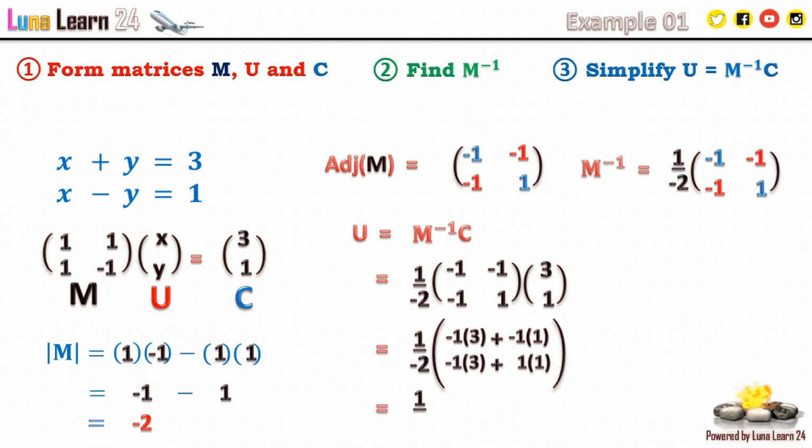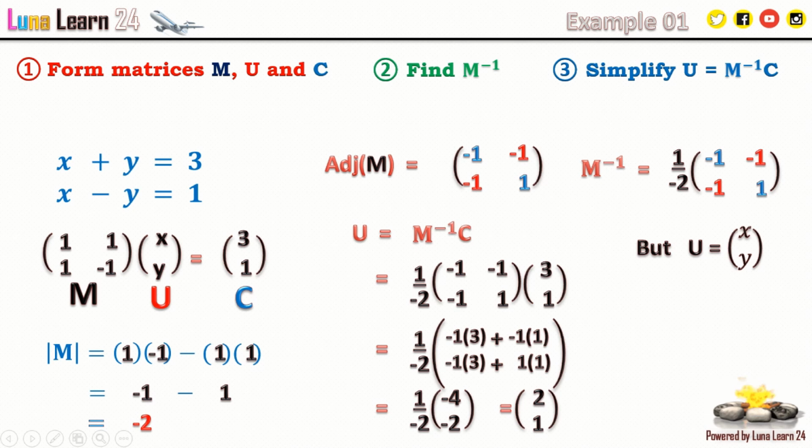We now simplify. That's going to give us negative a half into, for the first part here, negative 4, and below, we equally have negative 2. So negative a half times negative 4 is equal to 2, and negative a half times negative 2 is 1. But you know that our U is equal to xy. So therefore, xy equals 2, 1, and therefore x equals 2 and y equals 1.